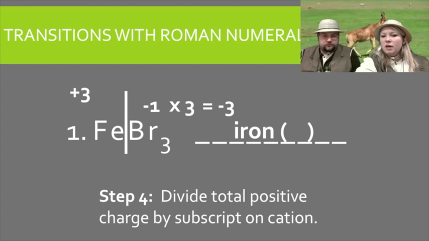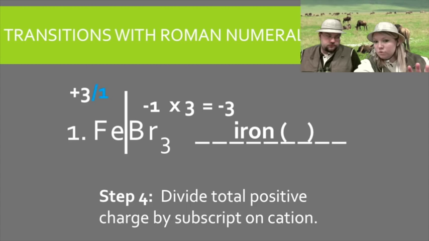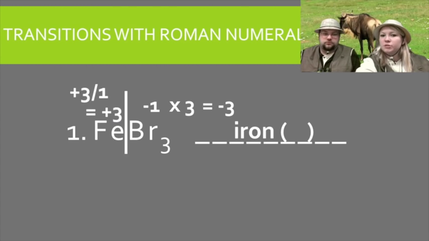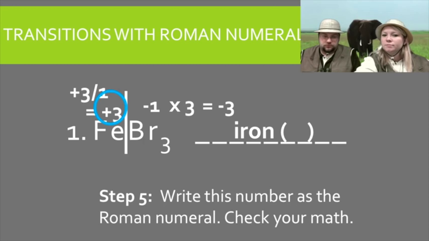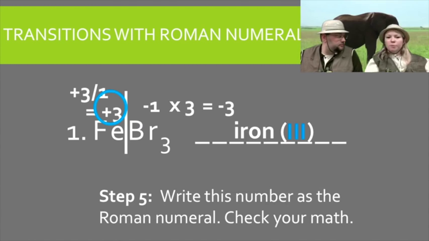Then we divide by how many there are just to make sure we're correct. There's only one, which makes it +3, so our only option is iron(III) bromide. It's a lot of steps. Hopefully once you get better at it, you don't even need the steps. You can just see it.